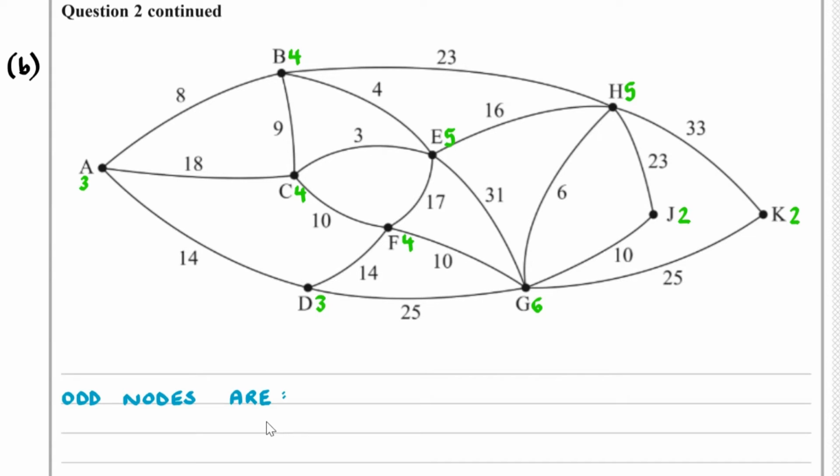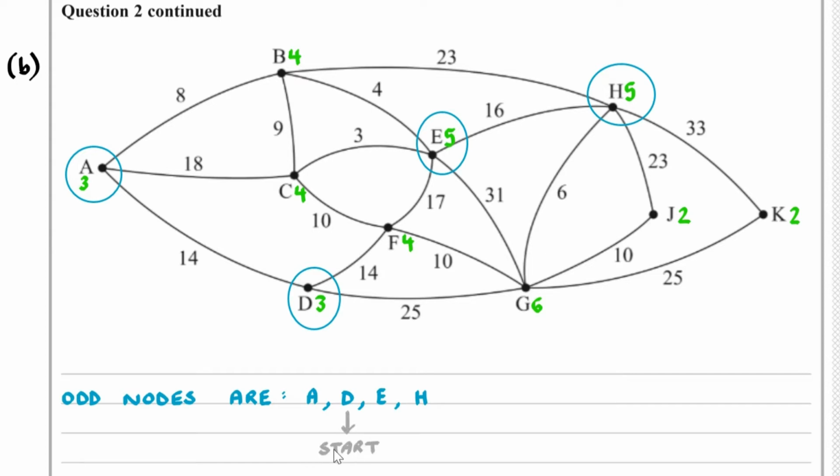So what we can see then is the odd nodes are A, D, E, and H. So we have A, D, E, and H for our odd nodes. And we know from the question that we start at D, and we finish at E. And so we need to go from A to H.